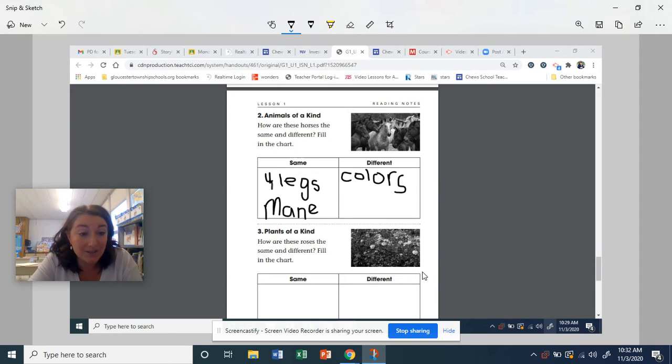Looks like they all have leaves, right? So we're going to say that they all have leaves. They might also all have thorns.